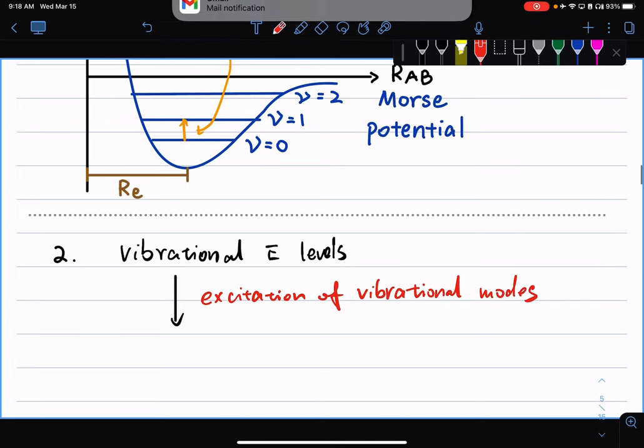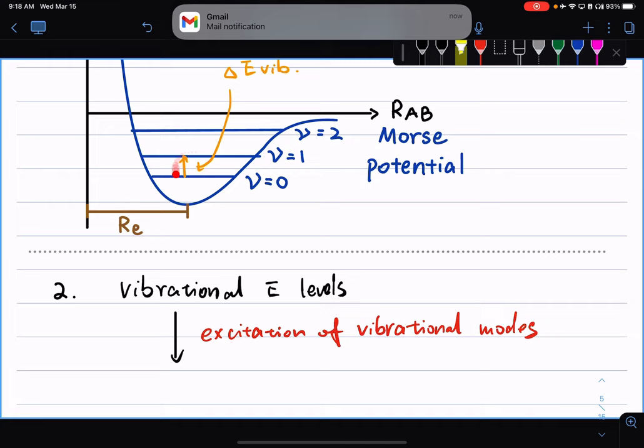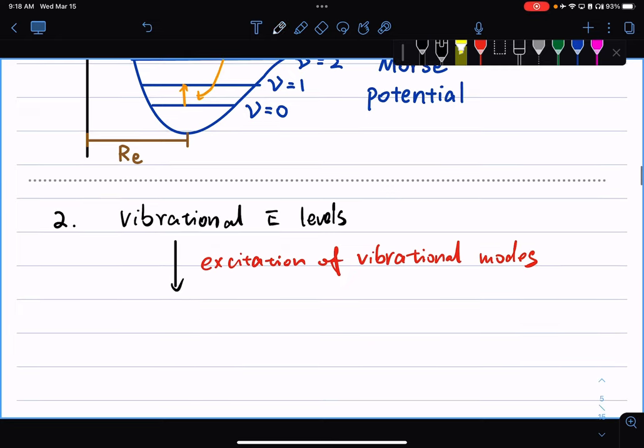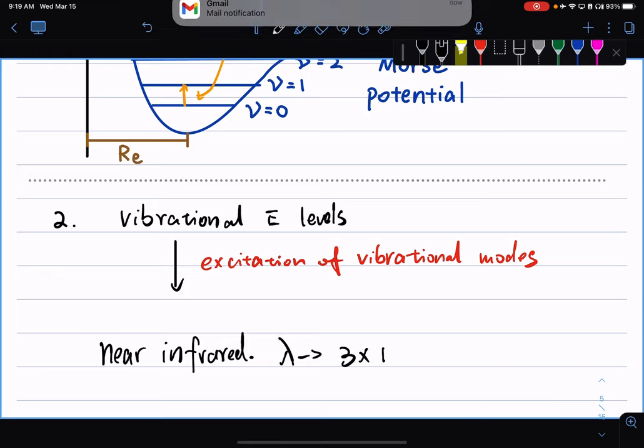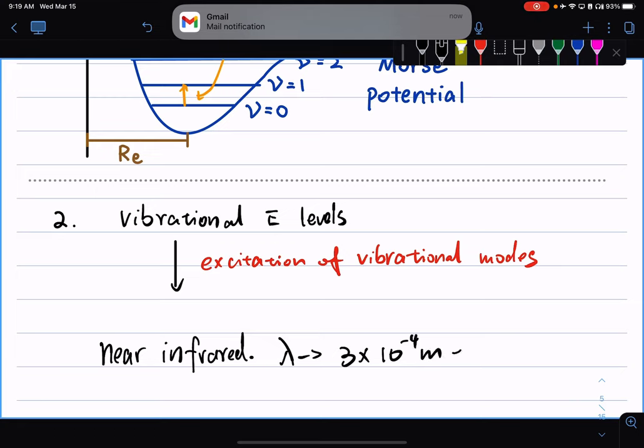Since we're only moving between different vibrational modes, where that delta E is actually a relatively small number, we only need near-infrared light to activate that vibrational motion, with lambda in the region of 3 times 10 to the negative 4 to 3 times 10 to the negative 6.